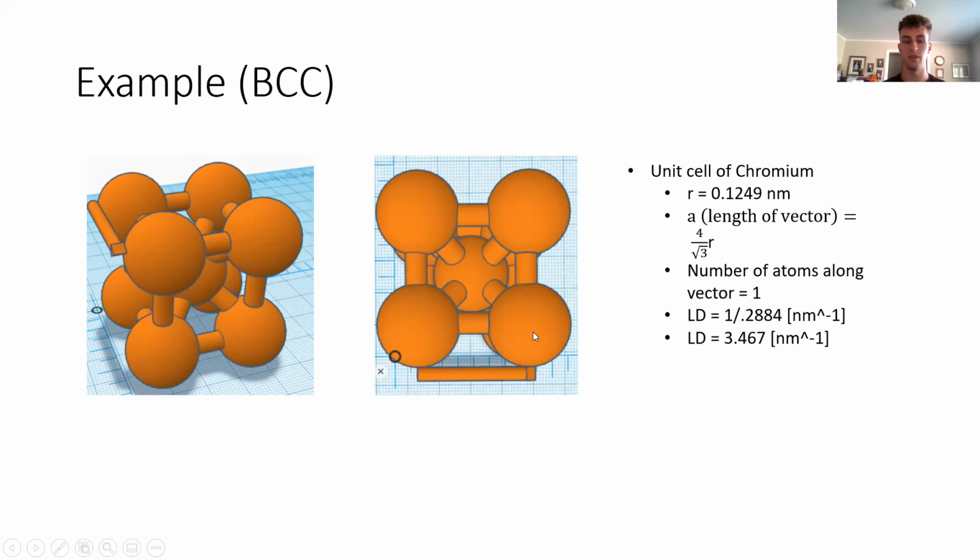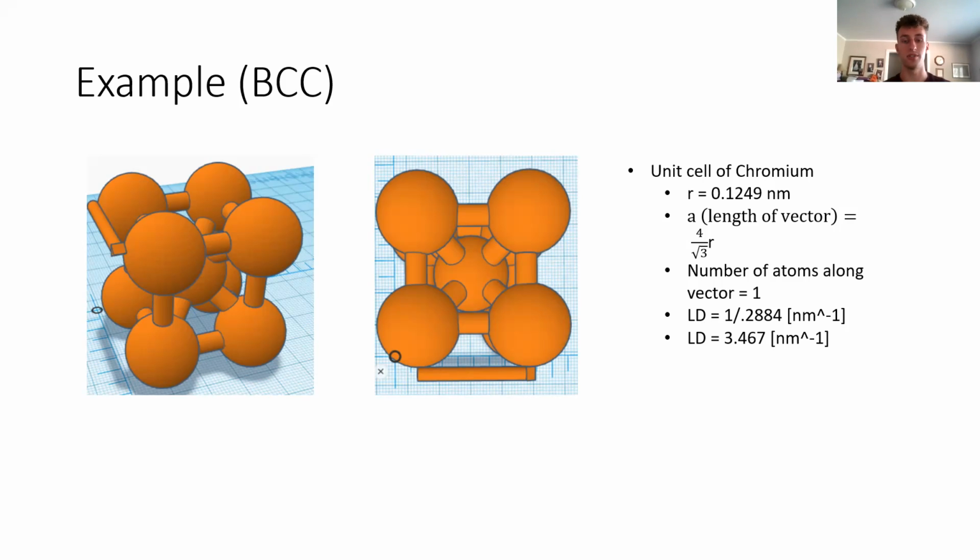Okay? And in order to find A, we have to use some trigonometry. So we'll make this a triangle right here. And then once we do that, we find that A is equal to 4 over the square root of 3 times R. And R, we already know, is 0.1249 nanometers. So we substitute that into here, and we get a value of A being 0.2884 nanometer, or inverse nanometers, excuse me. And now we have to figure out the number of atoms that are along this line.